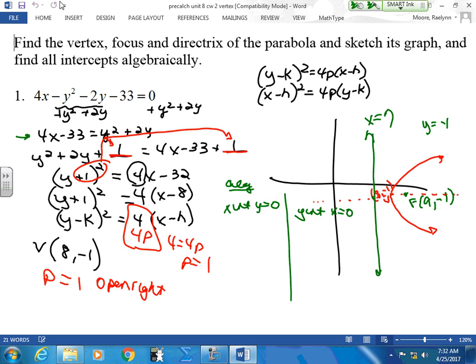I'm going to substitute in a y of 0. This is going to give me a 0, isn't it? Use that one. All of these are equivalent equations.